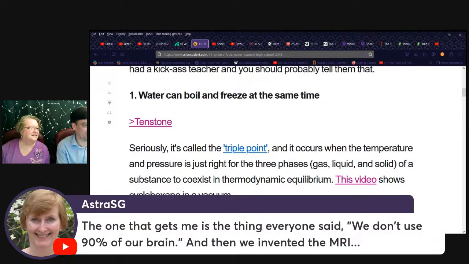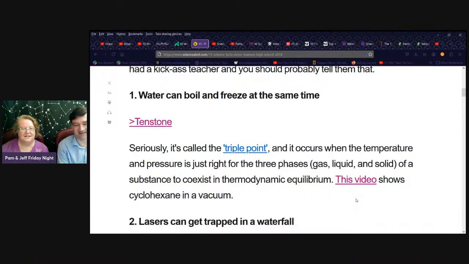Dawn has one that gets me: the thing everyone said, we don't use 90% of our brain, and then we invented the MRI. That is actually pretty fascinating to me. I hadn't seen that before, so I'm really glad we're doing this. Boil, freeze, and gas, apparently. Gas, liquid, and solid.